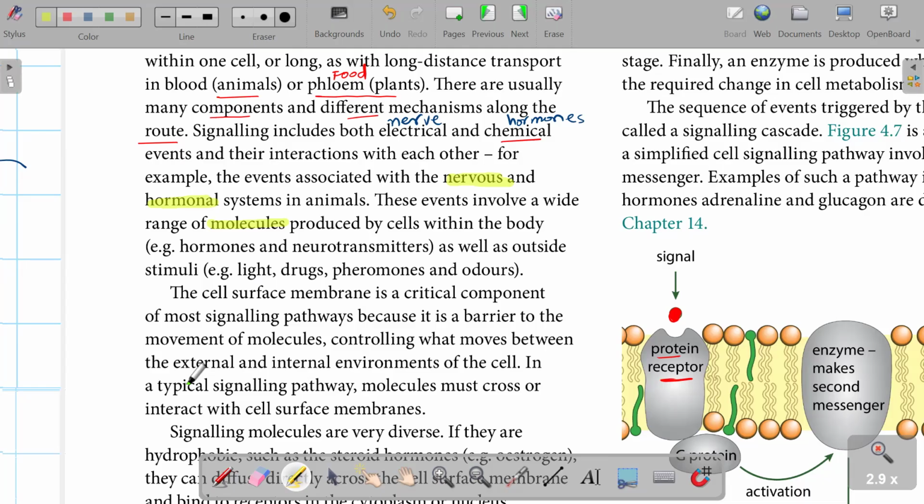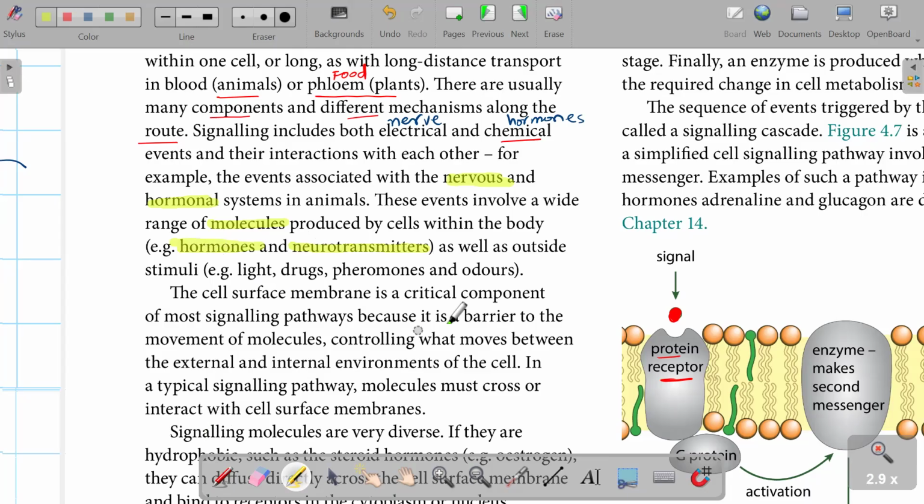Are you getting this? Like hormones and neurotransmitters. This is what they're saying: in the hormonal response, there is involvement of hormones, and in the nervous response, there is involvement of neurotransmitters. Clear?